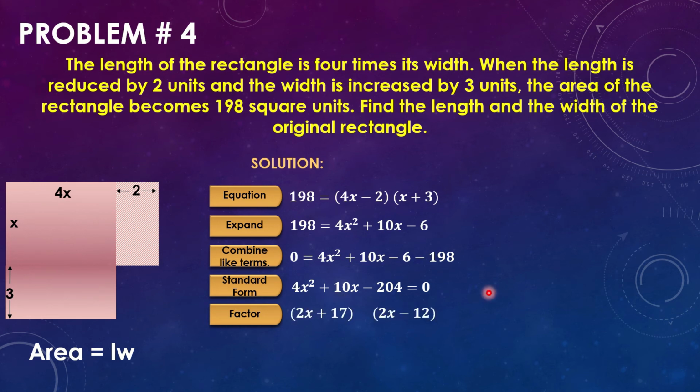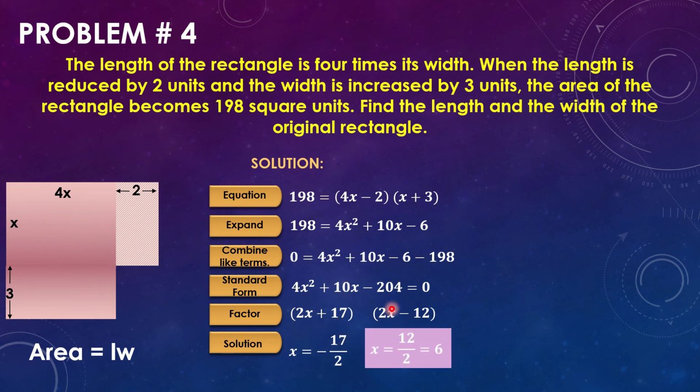The factors of that will be 2x plus 17 times 2x minus 12. To find the solution, we will use the zero product property. From here, our x is equal to negative 17 over 2. And from here, our x is equal to 12 over 2, which is also equal to 6. Remember, class, that we will not use the negative solution since we are referring to the side of a given rectangle. Remember that there is no negative size. Therefore, we will use positive 6 to solve this problem.